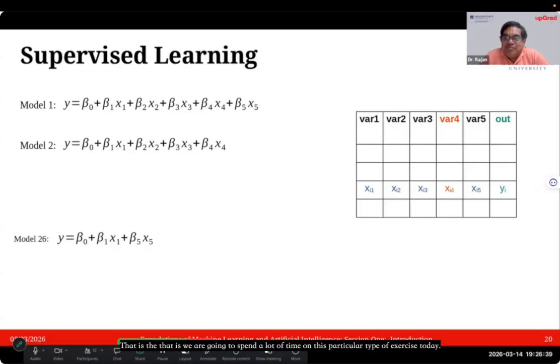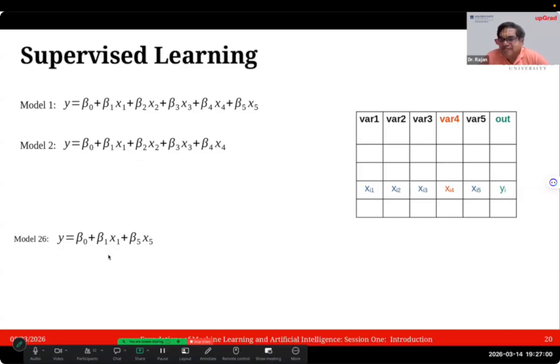We will come to that. We are going to spend a lot of time on this particular type of exercise. Today and in the next session, we will do the foundations, that is the alphabets, as I mentioned, namely statistics and probability. Immediately after that, we are going to jump into studying models of these types, and we'll spend 2 or 3 sessions on this.